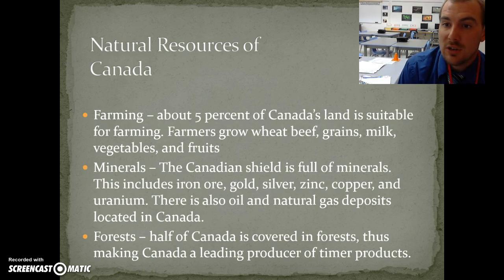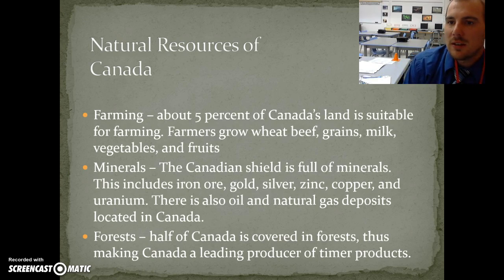The nice thing about the Canadian Shield we talked about takes up 50% of Canada, and you can't live on it. So what is it good for? Well, there's a lot of minerals there. Iron ore, gold, silver, zinc, copper, and uranium. Also a lot of natural gas you can find in that area as well.